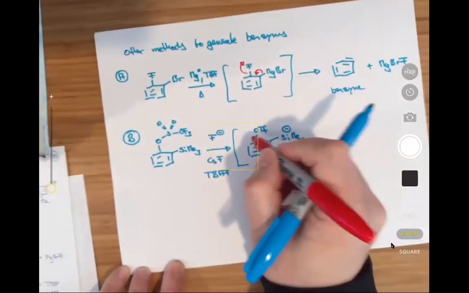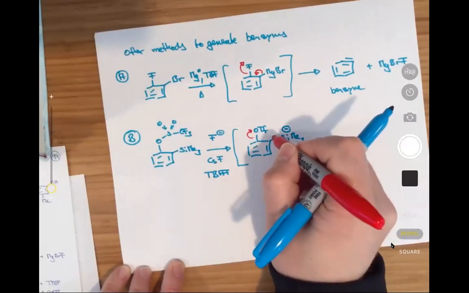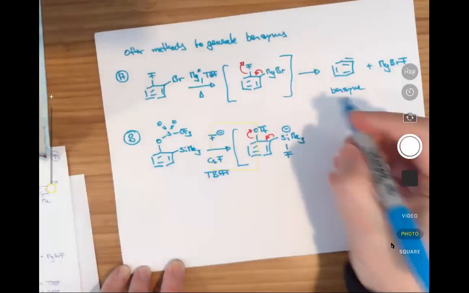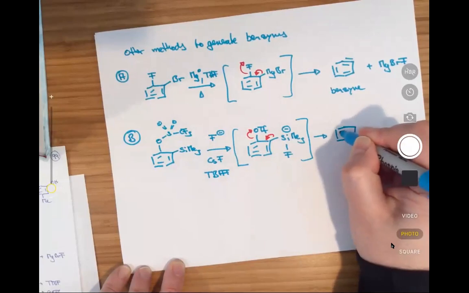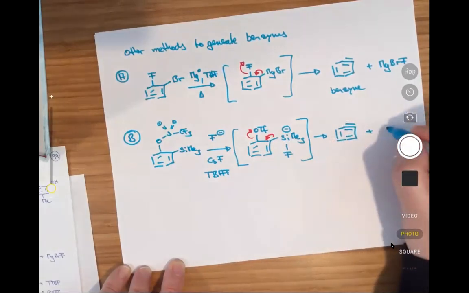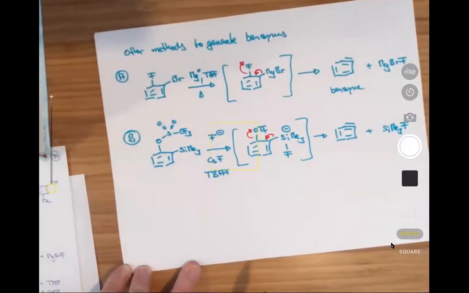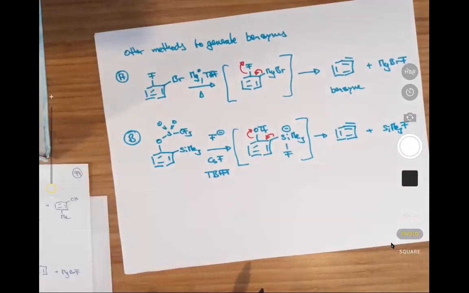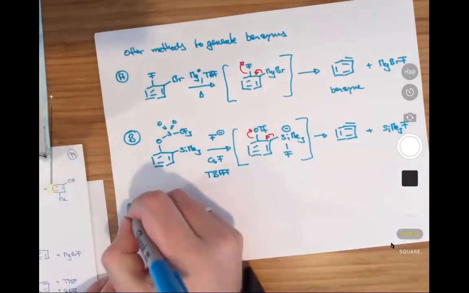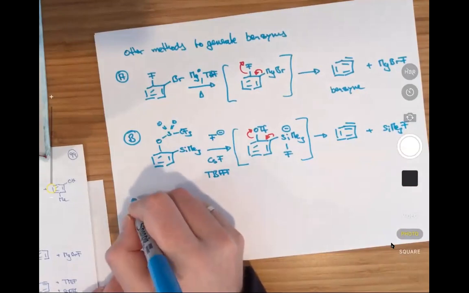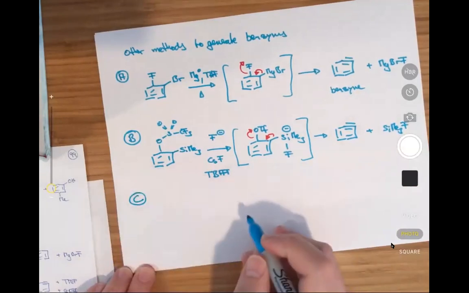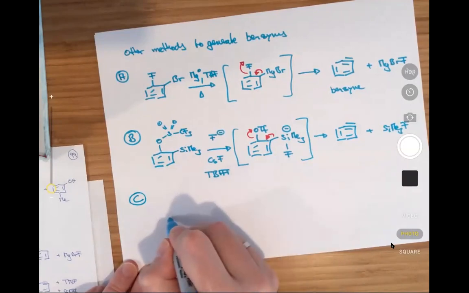And from here on, you can basically draw the arrows again. This kicks out as a leaving group, and this goes in here. And you again generate a benzyne plus Me3SiF. Okay, so the last one is something that we've seen similarly before. It's a combination essentially of a Sandmeyer reaction and a decarboxylation. And that's the last way to generate a benzyne that we're going to talk about.